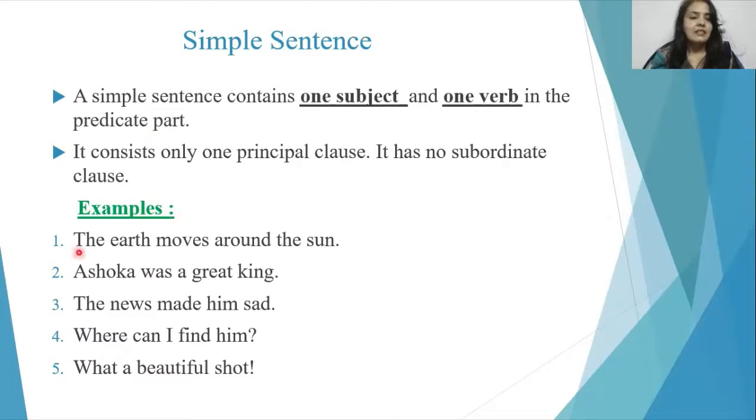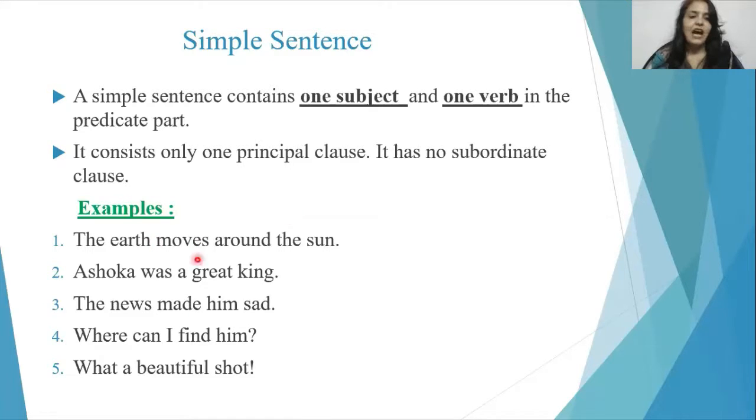Okay, we'll try to understand through these examples. The earth moves around the sun. The earth, subject; moves, verb. The earth moves around the sun. This sentence is giving complete sense, complete thought. One subject and one verb is here. So we can say this is a simple sentence.